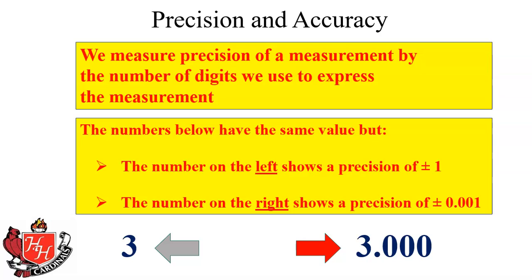The number on the right, 3.000, while numerically the same, is telling the reader of that number, in science, that the measurement was done to a precision of 0.001. So we can't simply express numbers with any number of decimal places we want. There's a set of rules that you're going to learn shortly of how you determine how many places after the decimal you're allowed to express a number.